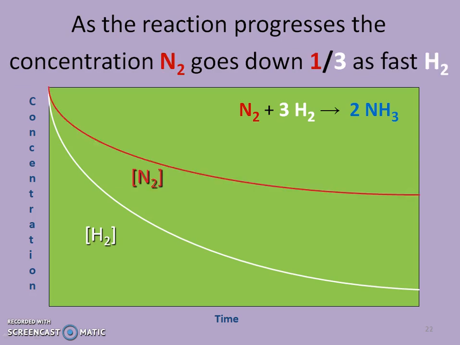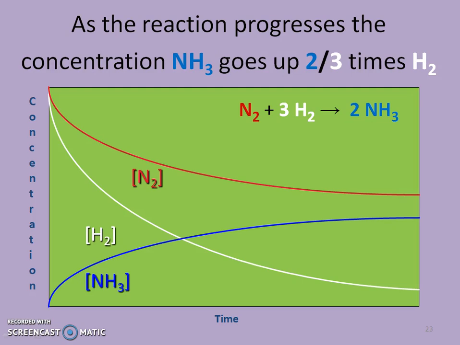Now, what's happening to the nitrogen? Well, the nitrogen is going to go down 1/3 as fast, again, because of the 1:3 ratio between the nitrogen and hydrogen. So it's going to decrease 1/3 as much, or 1/3 as fast, versus the hydrogen. Now remember, the ammonia is the product, so it starts at 0. It has no concentration in the beginning, and of course it's going to increase over time. And how is it going to increase? Well, it's going to increase 2/3 of that of the hydrogen, right? If we're comparing it to hydrogen, if that's our starting point.